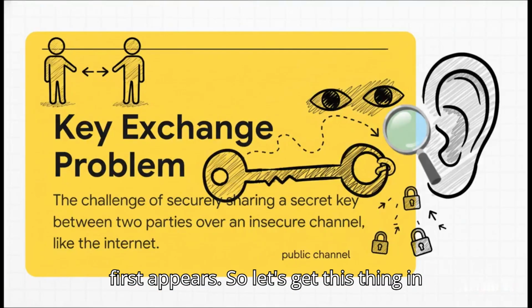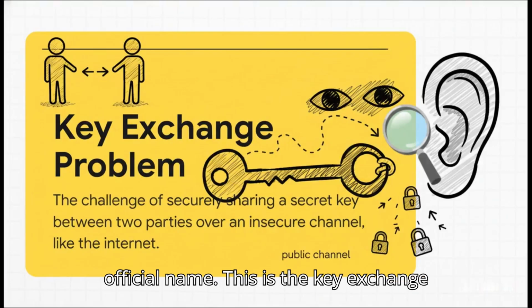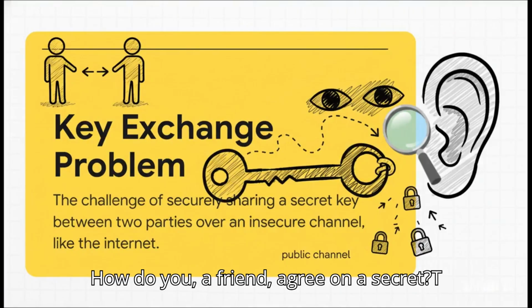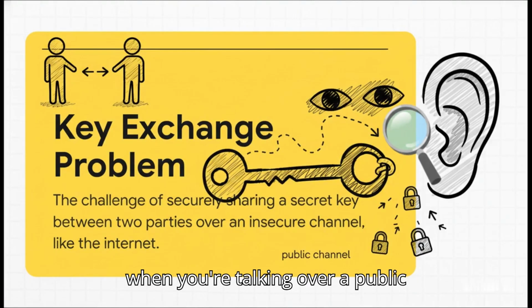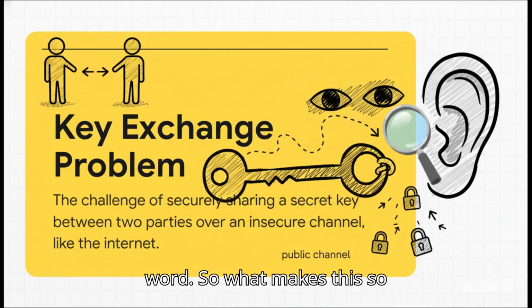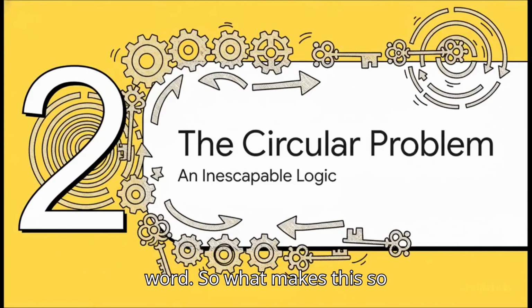So let's give this thing an official name. This is the key exchange problem. It's all about one big challenge. How do you and a friend agree on a secret key when you're talking over a public channel, a channel where you must assume someone is listening in on every single word? So, what makes this so difficult?